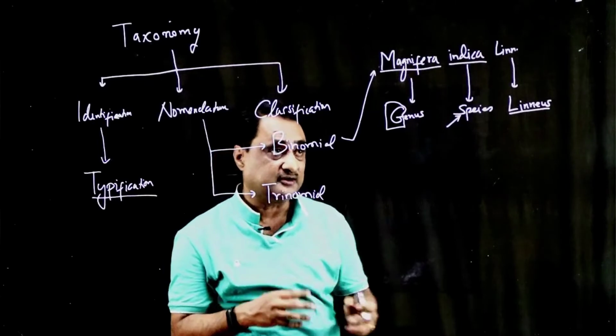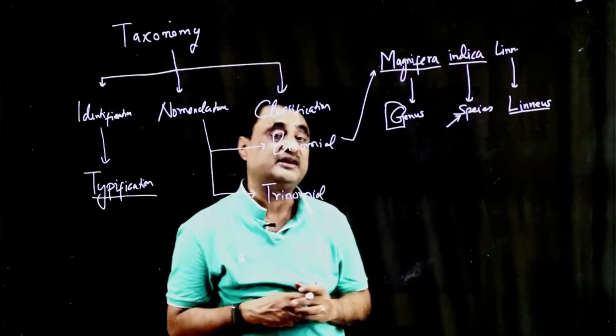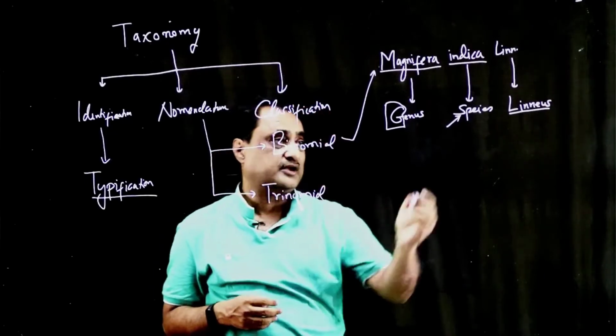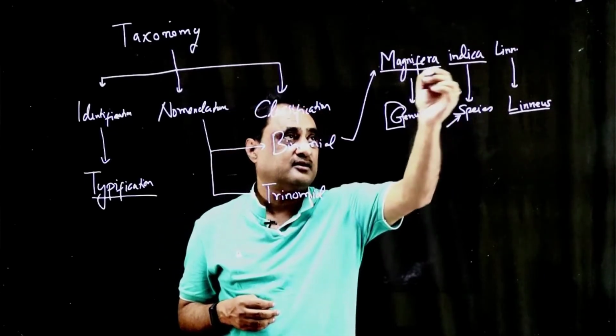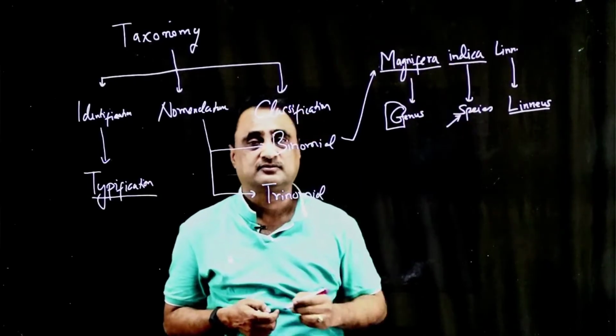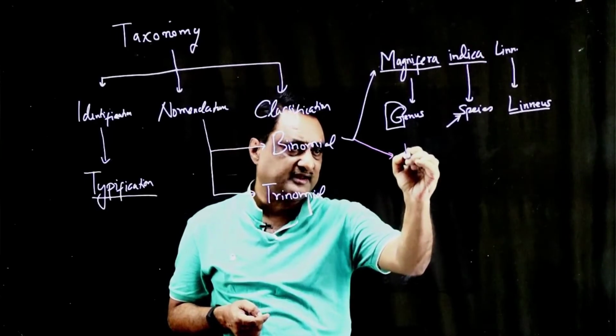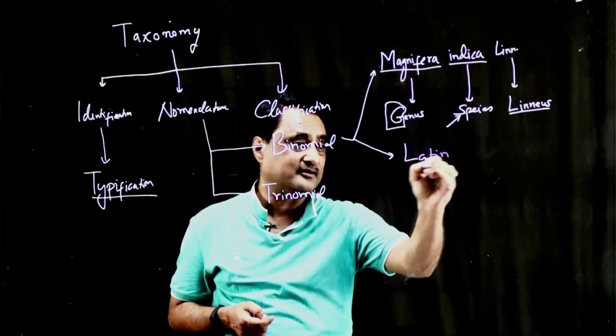If it is typed, it has to be written in italics. You might have seen that scientific words are always written in italics. But since we are writing by hand, they have to be individually underlined. Another thing is that scientific names are always written in Latin.